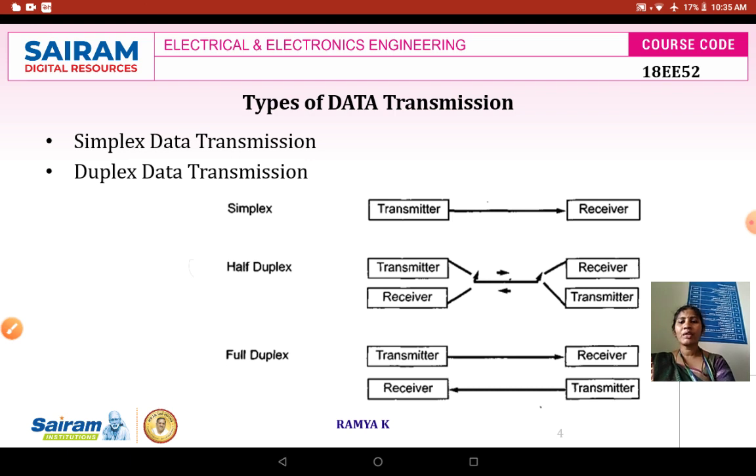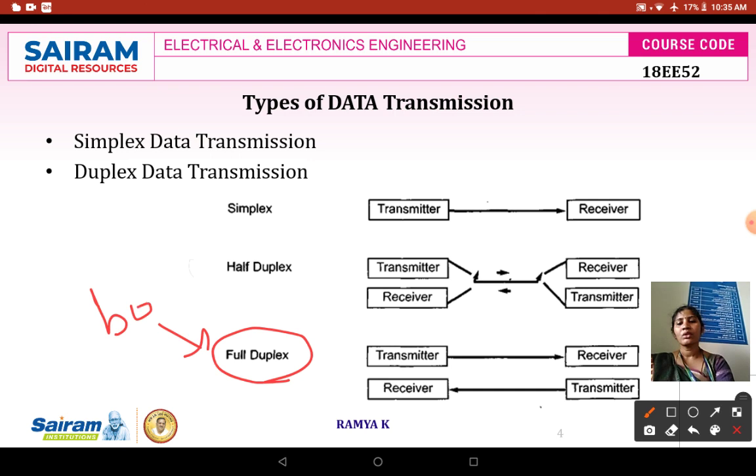Full duplex means the information can happen in both the ways at a time. Full duplex, the information can happen in both the ways. That is, at a time the data can be transmitted from your transmitting end to the receiving end and from the receiving end to the transmitting end. It can happen at the same time.